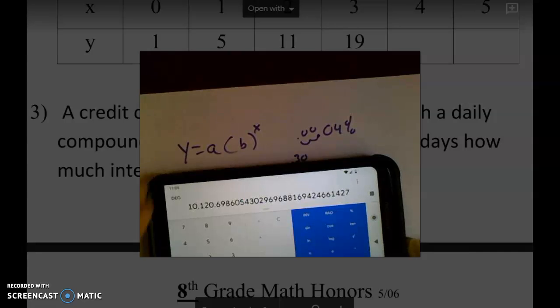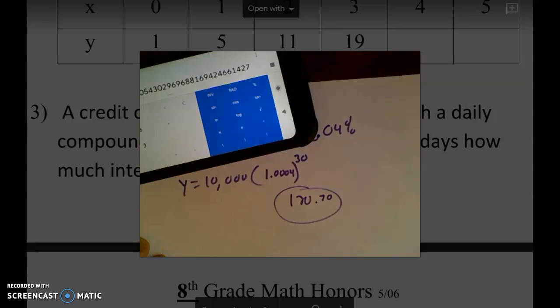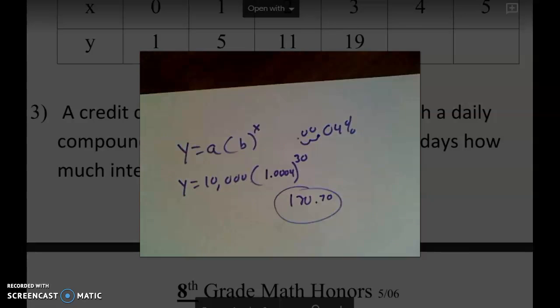And that's how much extra will be on the credit card. So it was 10,000, now it's $10,120. So this is how much interest was accumulated over that 1 month time period.